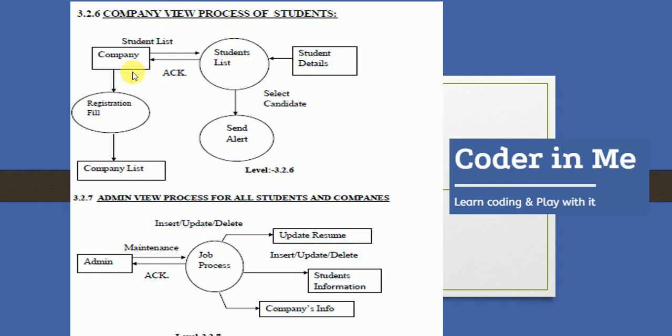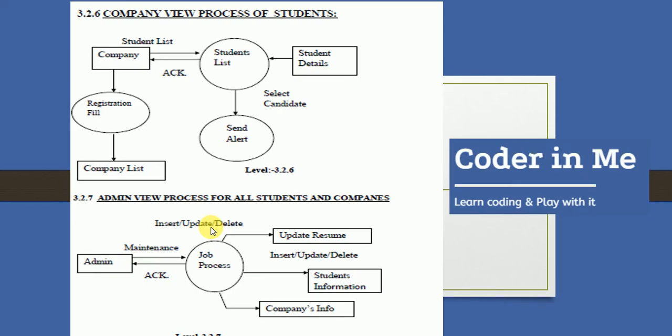Now if a company wants to check the student list, it can call for a student list, and student details will be given to it. If it is a selected candidate, it will send an alert. If a company wants to register themselves, they can also insert their records. Admin can maintain the resume, and maintain the company's info. Admin can also maintain, update or manage student information. So this is the level diagram for that purpose.